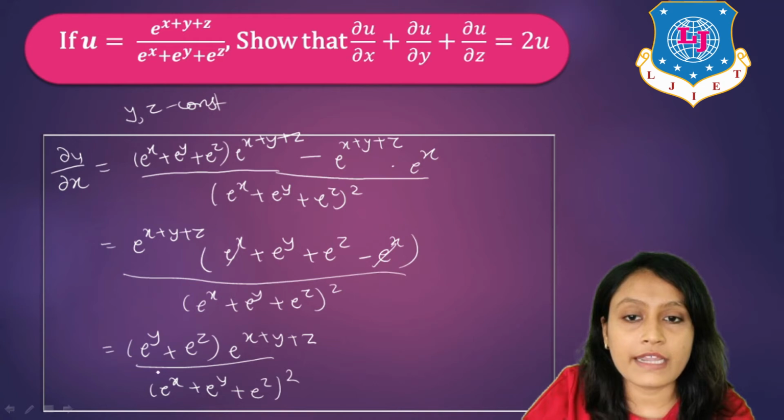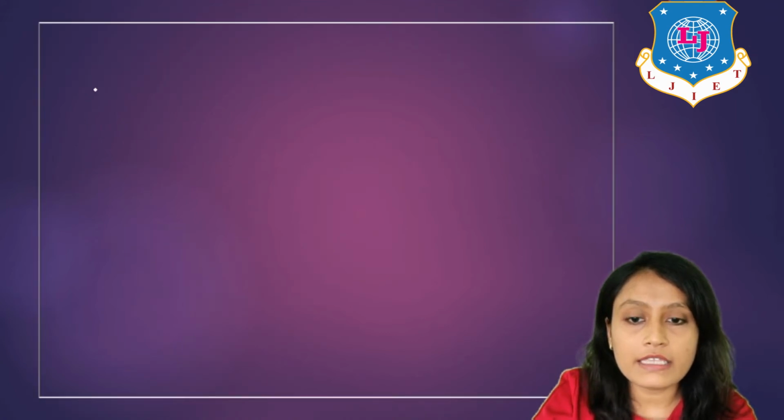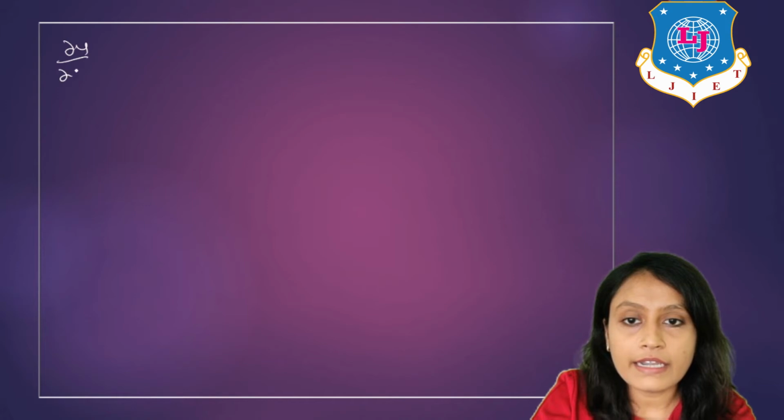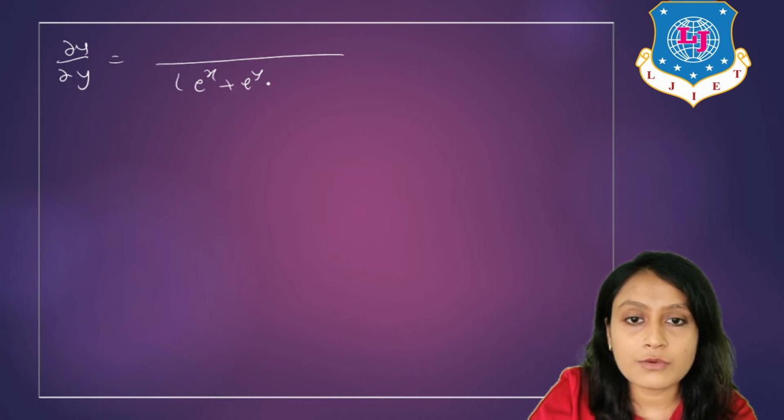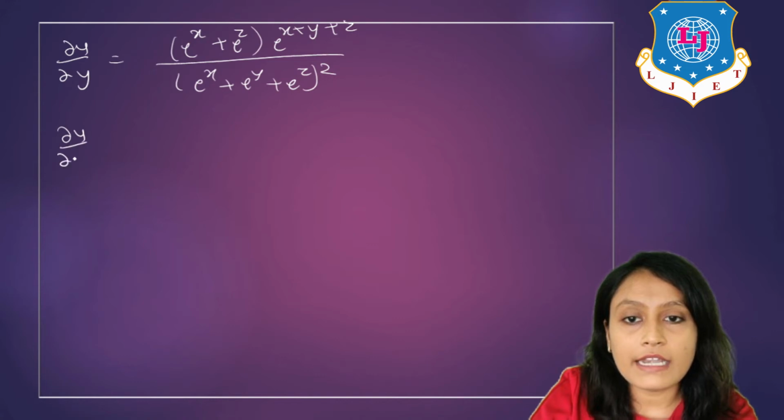So similarly we can find del u by del y and del u by del z also. Okay, so you will get del u by del y as: the denominator will remain the same, that is e raised to x plus e raised to y plus e raised to z whole square, right? And here we are taking the derivative with respect to y, so the y term will get cancelled. So here we have e raised to x plus e raised to z, and here e raised to x plus y plus z.